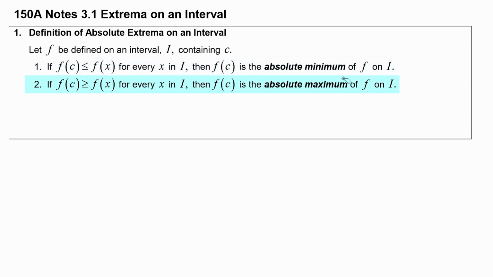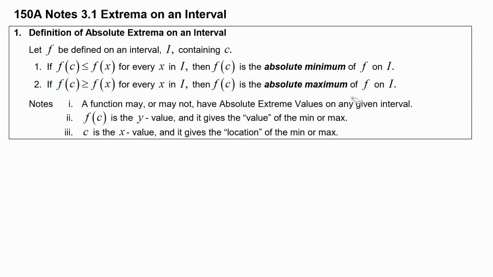Second, if f of c is greater than or equal to f of x for every x in I, then f of c is the absolute maximum of f on interval I. And it's the same reasoning. If this y value is greater than or equal to all the other y values on the entire interval, then that y value is the absolute maximum of the function on that interval.